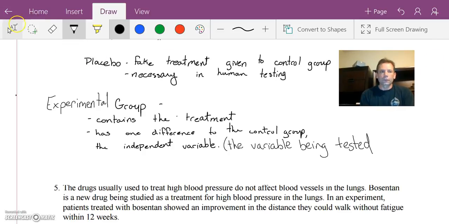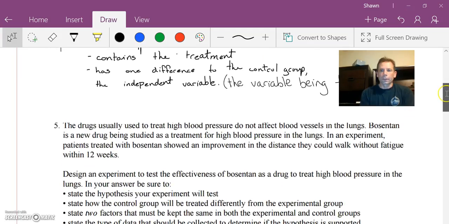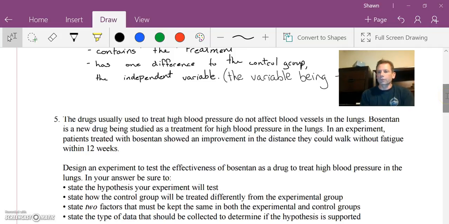Okay, so let's get back to, let me scroll down to this question down below. This is a typical Regents question. We can read it together. The drugs usually used to treat high blood pressure do not affect the blood vessels in the lungs. Bosentan is a new drug being studied as a treatment for high blood pressure in the lungs. In an experiment, patients treated with bosentan showed improvement in the distance they could walk without fatigue within 12 weeks.